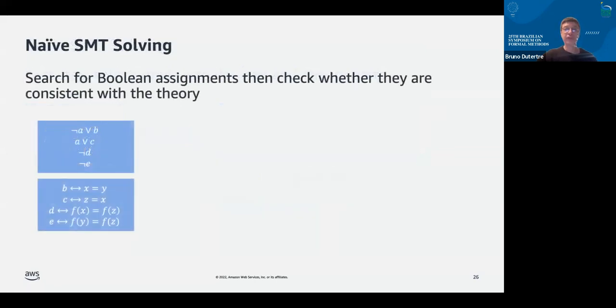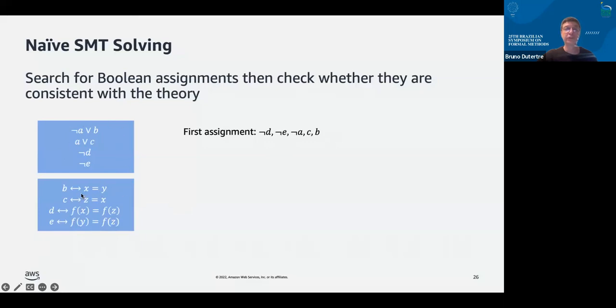So now that we have done that, the basic idea of SMT solving is to use the SAT solver to solve the Boolean part, find the Boolean assignment that satisfies the Boolean part, and then check whether the corresponding conjunction of literals in the theory is satisfiable. So, for example, here we can pick this assignment, not E, not A, C, and D. That makes these four clauses true.